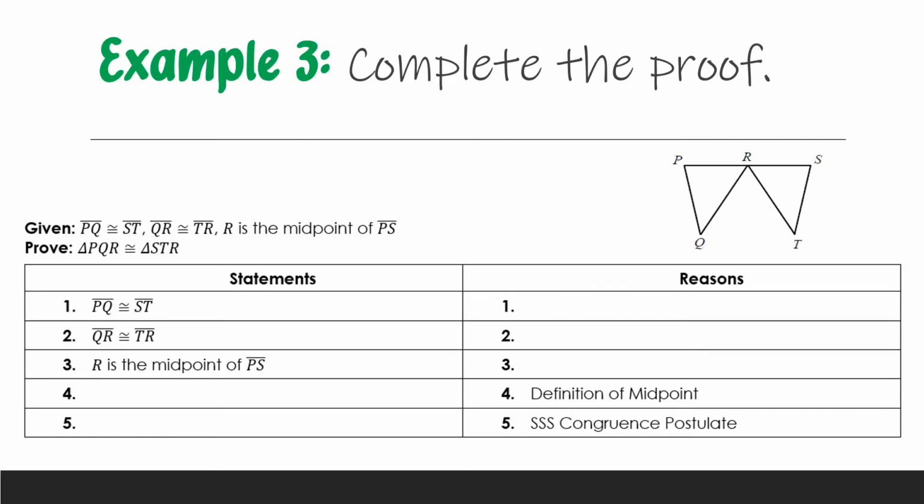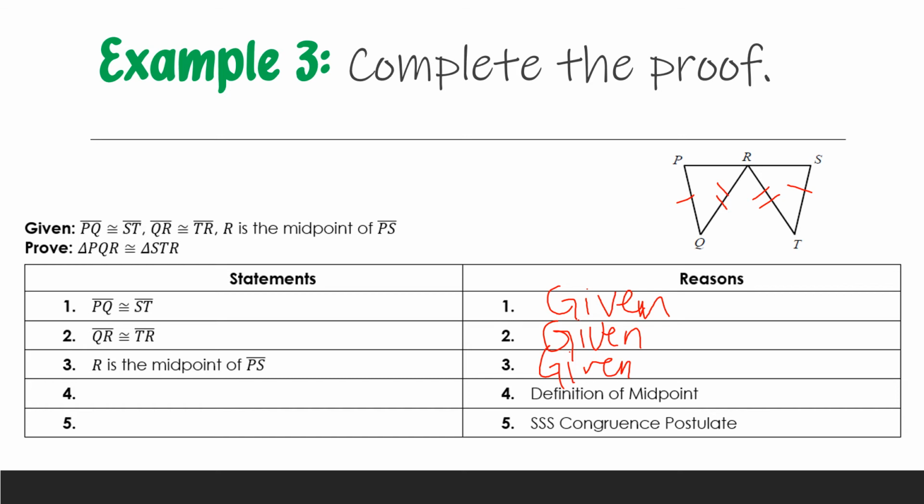And now we're just going to do a couple proofs. So for our first proof, we are told that PQ is congruent to ST. So I'm going to go ahead and mark that, and I'm going to state that as given. We are also told that QR is congruent to TR. And finally, we are told that R is the midpoint of PS.